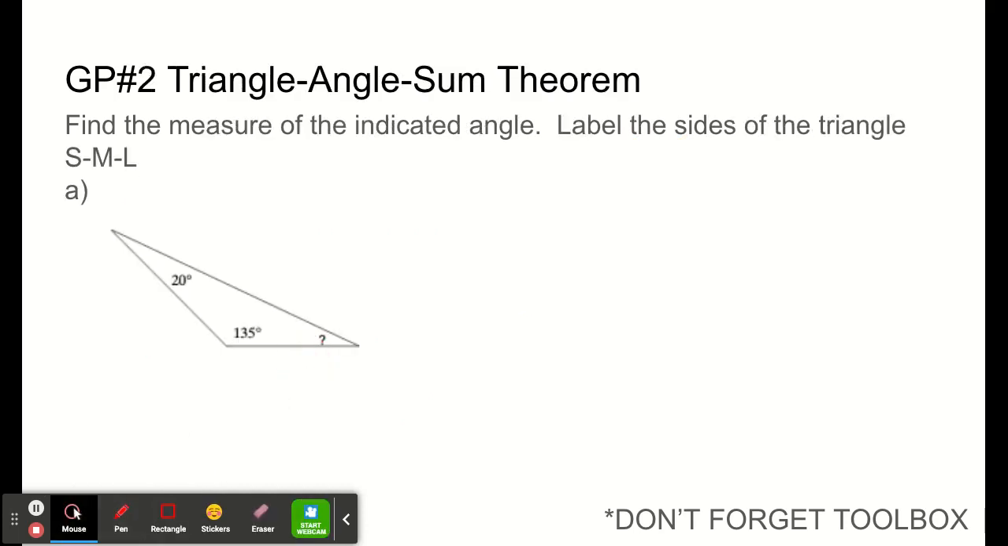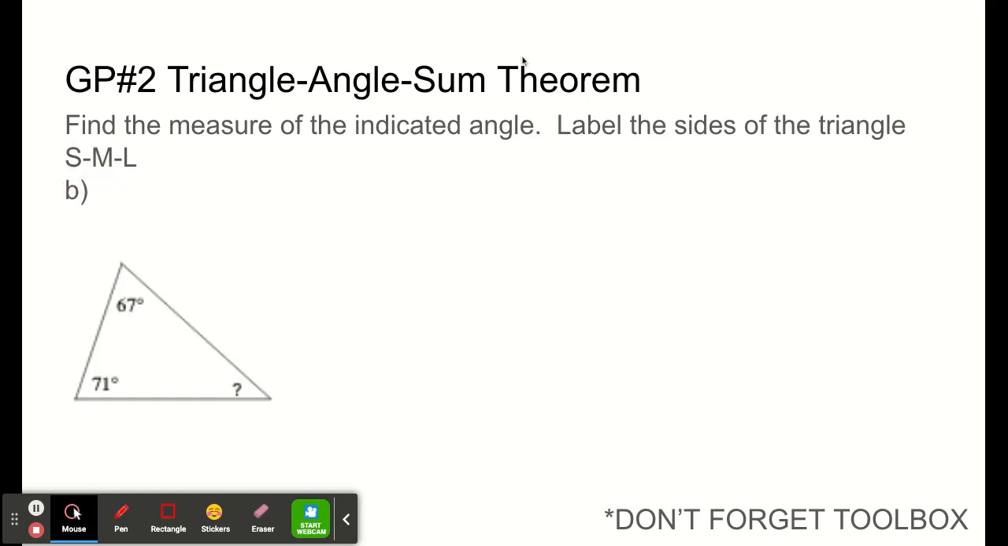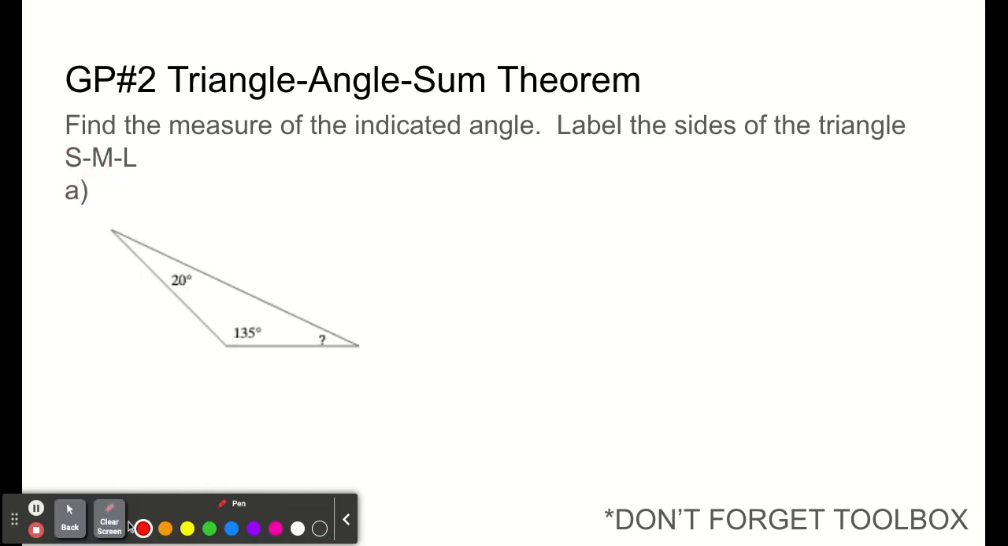All right, here we have the triangle angle sum theorem. We need to find the measure of the indicated angle. So we're looking for the question mark here, and label the sides of the triangle small, medium, and large. So we're going to go ahead and remember the triangle angle sum theorem tells us that the sum of the interior angles add up to 180 degrees. Now you need to make sure that you are setting up an equation whenever you're looking for that missing angle.